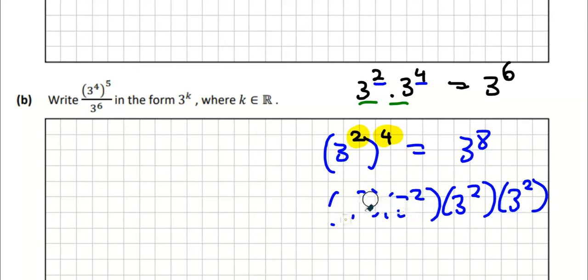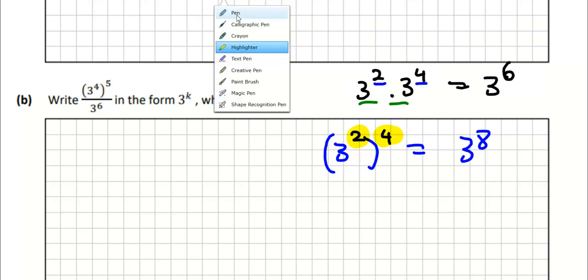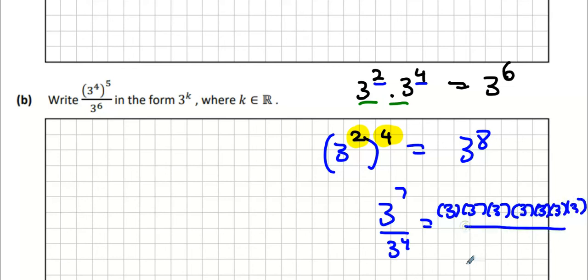Now lastly, there's going to be another type of question, which is if I, for example, gave you 3 to the power 7 divided by 3 to the power 4. Generally speaking, you just take away the powers because there'll be 7 of them on the top, like so, and there'll be 4 of them on the bottom.